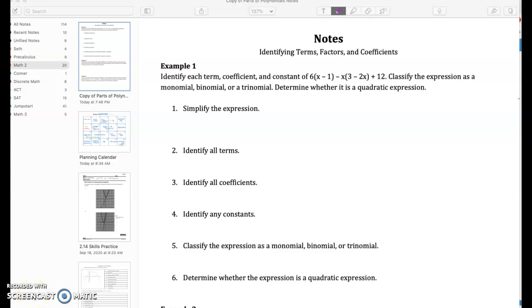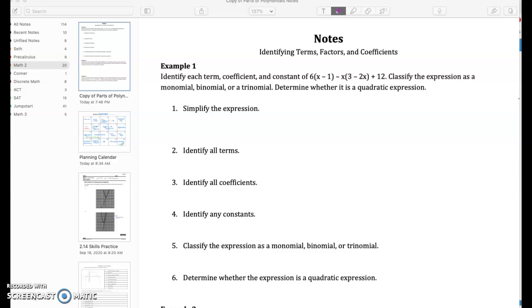For polynomial and quadratic functions especially, we have some particular vocabulary that we need to know and recognize, and some operations that we need to go back and review from previous math classes. And we're going to use these examples to help us with those problems.